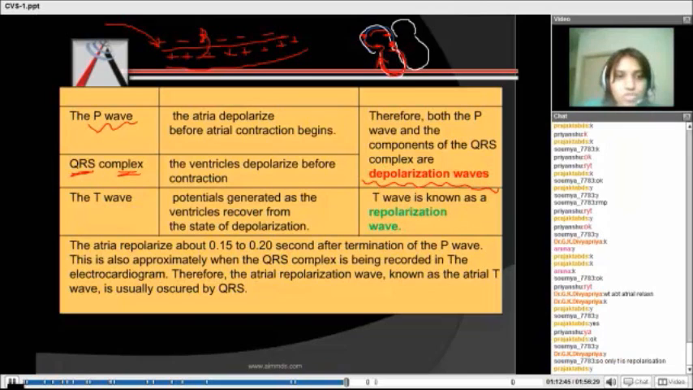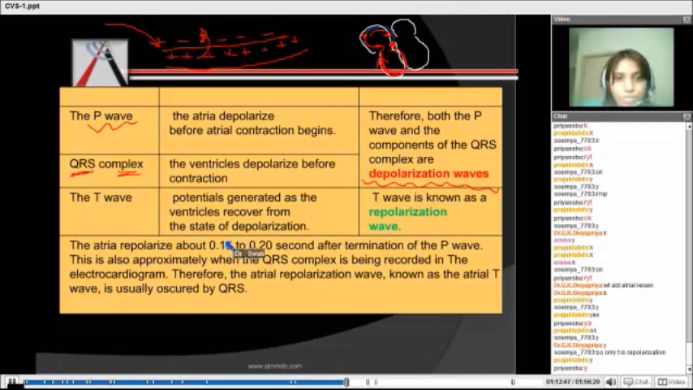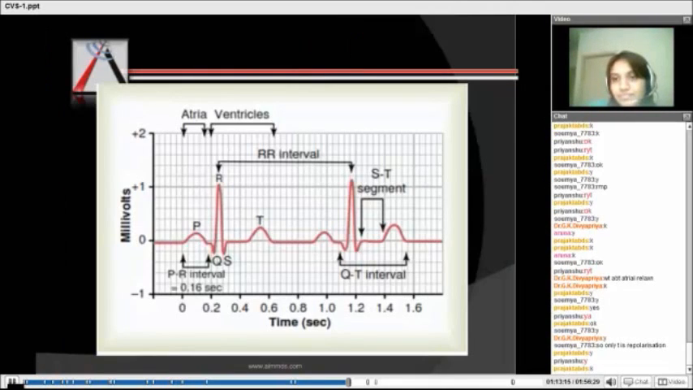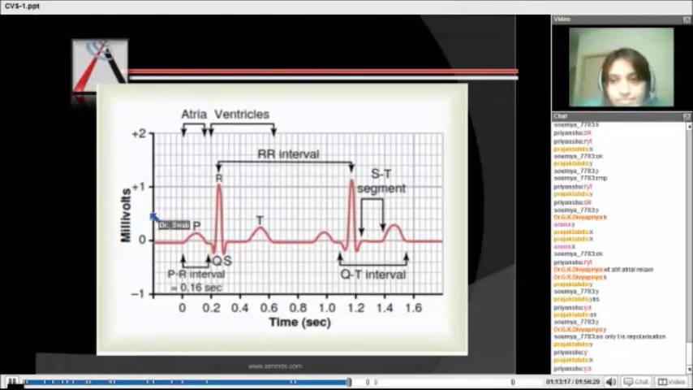Now you have the text over here. The atria repolarizes approximately 0.15 to 0.2 seconds after the termination of the P wave, and this is approximately when the QRS complex is being recorded in the electrogram. Therefore, the atrial repolarization wave, also known as the atrial T wave, is usually obscured by the QRS. Clear? Okay?